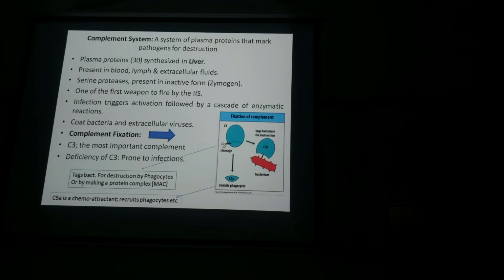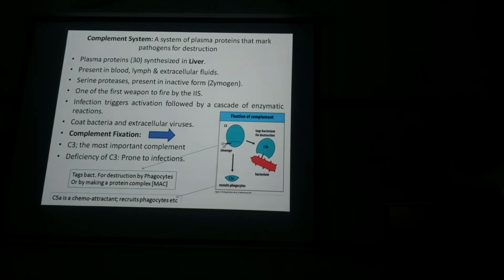So on one hand, they are going to facilitate the process of phagocytosis, and on the other hand, they are also directly killing the microbe. So they take bacteria for destruction by phagocytes or by making a protein complex, which is known as the membrane attack complex, or MAC. Okay, and the other part, the C3a, is going to recruit phagocytes.